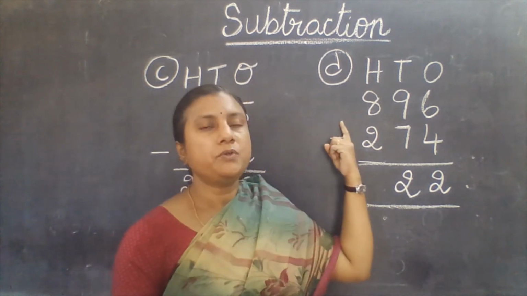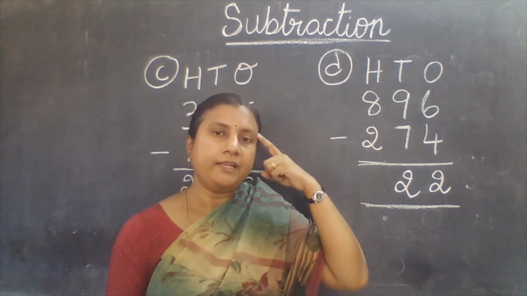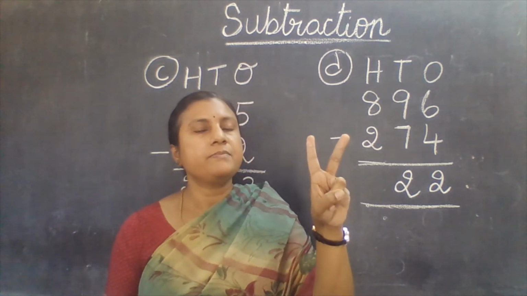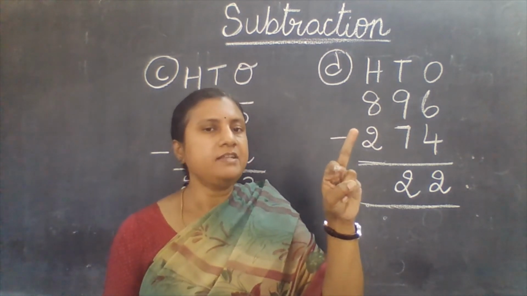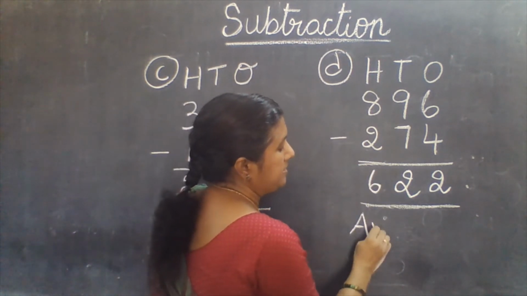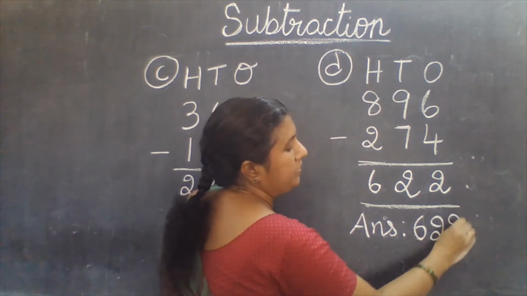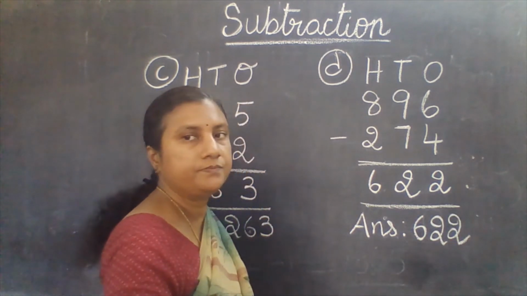Next, we have to go to hundreds place. 8 and 2 are there to subtract. So 8 in your mind, 2 in your fingers. Before 8: 7, 6. What is the difference? 6. So what is the answer? 622.